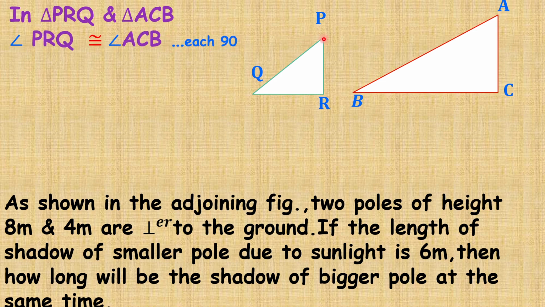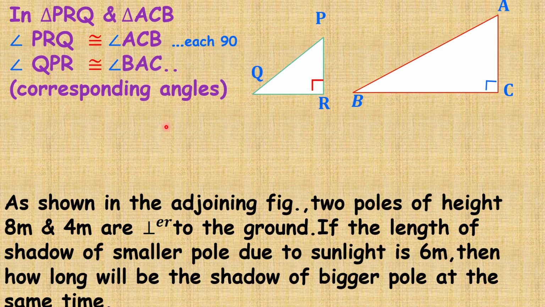Angle PRQ is congruent to angle ACB. Why? Because, given, these two poles are perpendicular to the ground. Therefore, angle PRQ is equal to 90 degree. Also, angle ACB is equal to 90 degree. Therefore, each is 90 degree. Second, angle QPR is congruent to angle BAC.